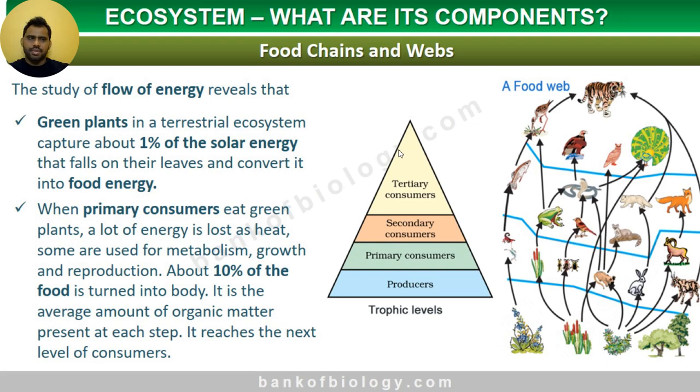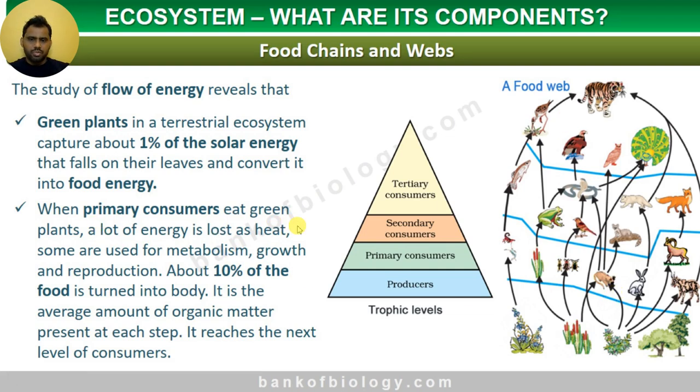A study of the flow of energy reveals that green plants in terrestrial ecosystem capture about 1% of solar energy. See, solar energy is a big form of energy. It radiates a lot of energy. So plants in terrestrial ecosystem are capturing only 1% of that solar energy, that also which falls on the leaves, and they convert it into food energy. From there, everyone is getting their energy. So we can understand how big an impact the solar energy is making, and that too with just 1% of that energy, others are also getting their food.